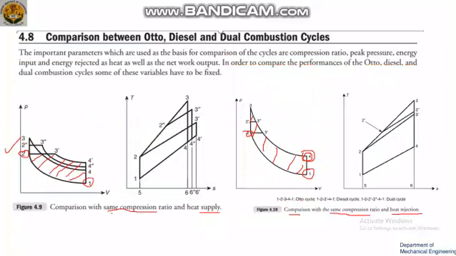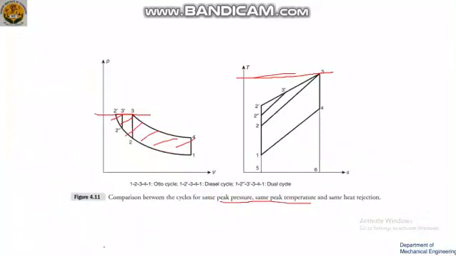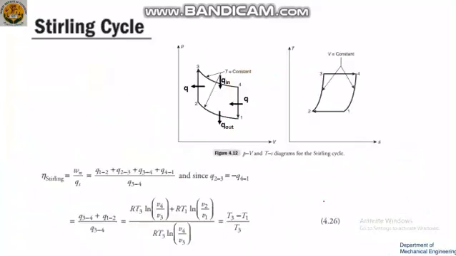So we can arrive at these three comparisons. First, comparison with the same compression ratio and heat supply, second, comparison with the same compression ratio and heat rejected, and third, comparison with the same peak pressure and temperature. In the last we have Stirling cycle. The Stirling cycle is made up of two constant temperature or isothermal processes. 1 to 2 and 3 to 4 are isothermal, and 2 to 3 and 4 to 1 are constant volume compression and constant volume expansion processes.